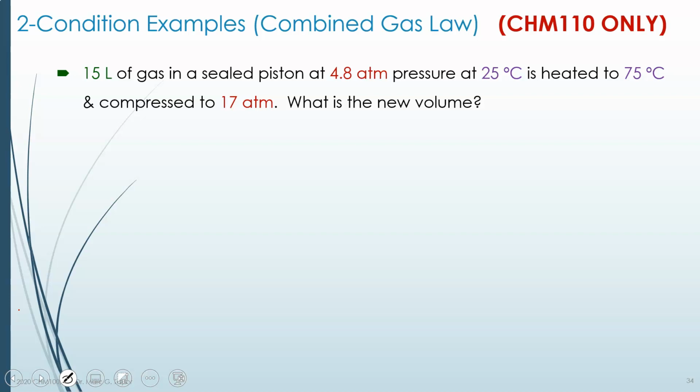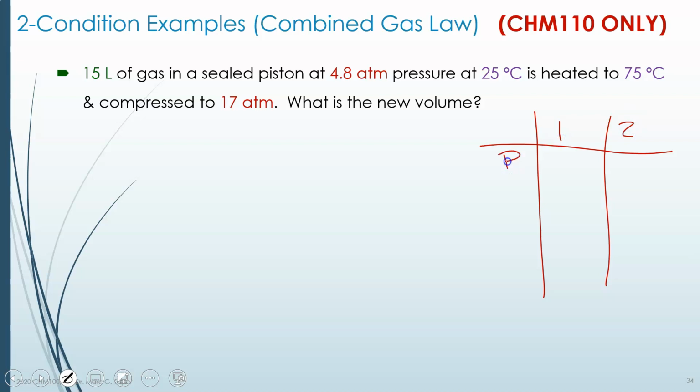Well, first of all, we know it's a 2-condition problem because something's changing. In fact, a few things are changing, 2 of which we're told about. And we're asked for the new volume. That's the third thing. So we know things are changing. We know we have a 2-condition problem here. And we need to make our table to keep track of all of our different values.